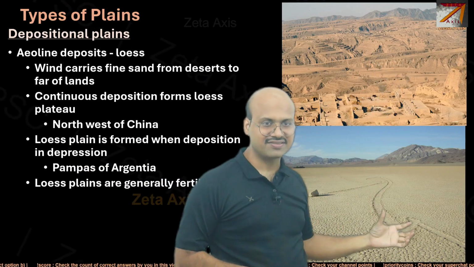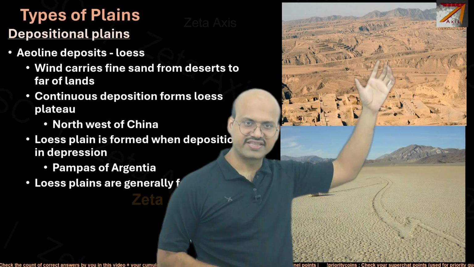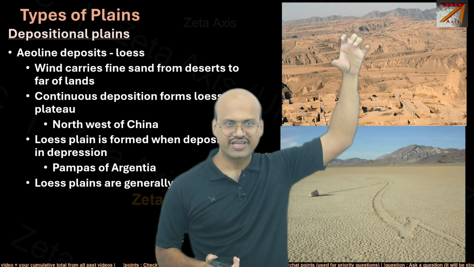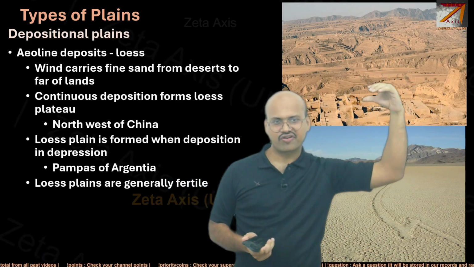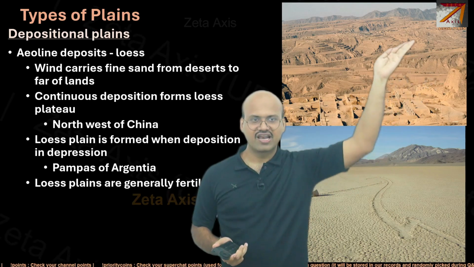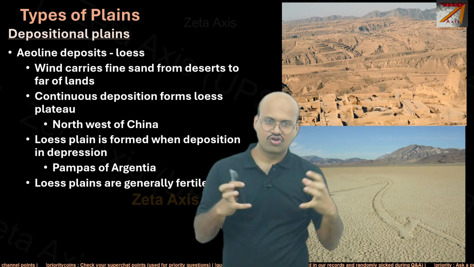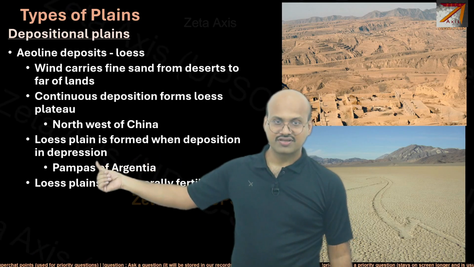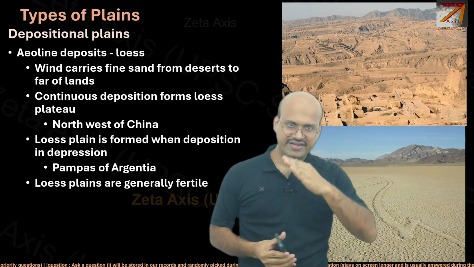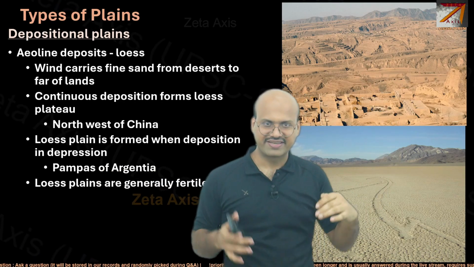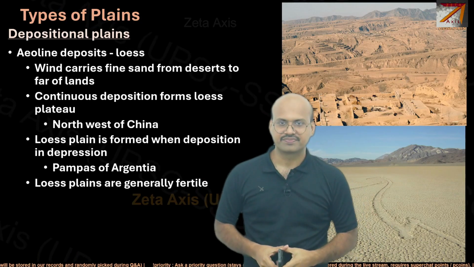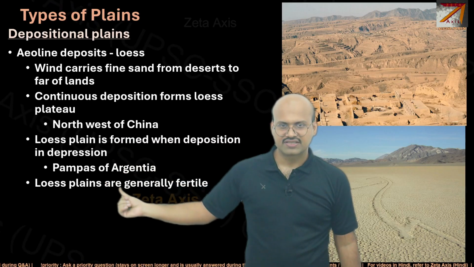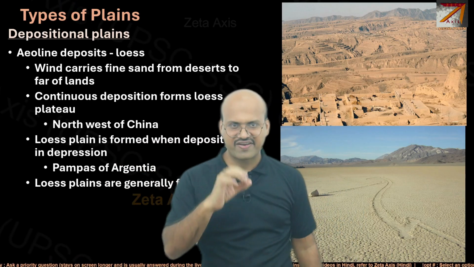So sand is carried from the deserts and it is deposited in the region where the wind becomes weakened or their velocity decreases. So they will start depositing it over here. Over time we will see that a layer of these sands has created a layer of rock. They have formed a rock because of cementation, because of the pressure of the overlying layers. Loess plain is formed of deposition in depressions. Generally they are formed when there is this depression. So the wind will deposit in those depressions. In this depression these sands will be collected over time. Pampas of Argentina also has some regions which are created by loess plains. Loess plains are generally fertile, because they are very fine particles.